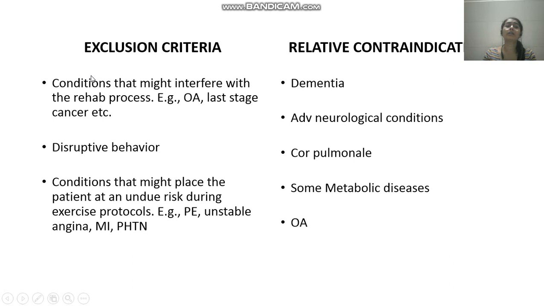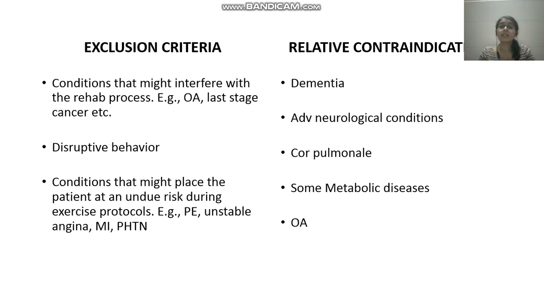So, here I have listed some of the exclusion criteria. Those are also relative contraindications, that is, you have to take a little care, and then you can go about your rehabilitation procedure in these patients. The patients who have certain affections which may interfere with the rehab process, for example, osteoarthritis, last stage cancer. Now you must be thinking why I have mentioned osteoarthritis and last stage cancers here.